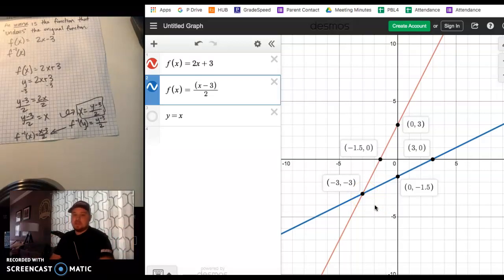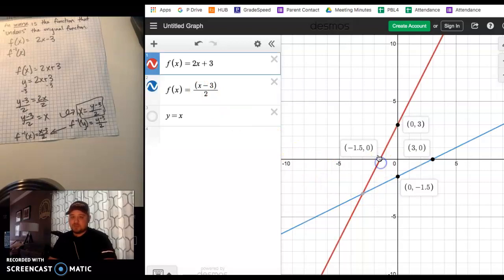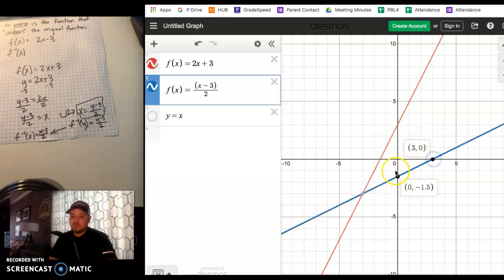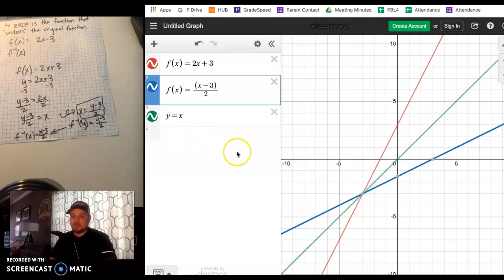I want to show you this line because there's actually some symmetry happening here, and this is part of our definition of an inverse function. If two functions are the inverse of one another, then they are going to be symmetrical, or reflected, across the line y equals x. You can see how that's happening there. We've got that symmetry, that reflection across the line y equals x. So that's what's happening on the graph.